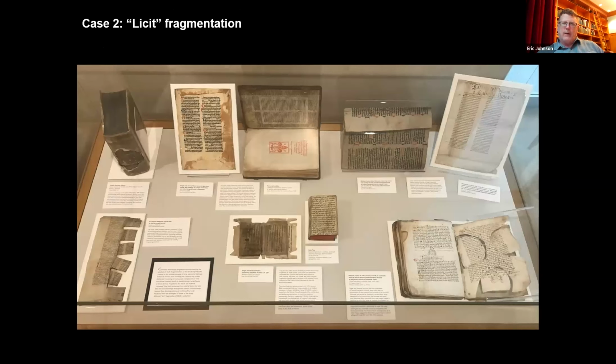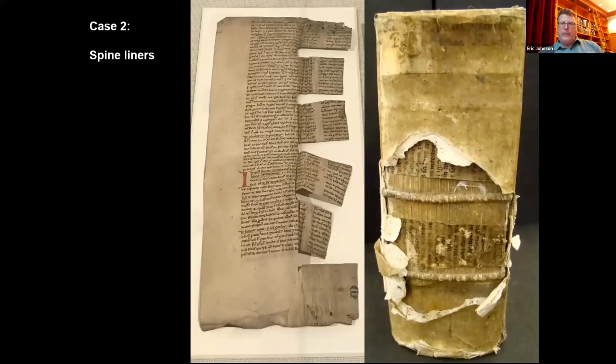Over towards the center, right next to the open book, is a 13th century Latin missal from Germany that was folded up, backed with 18th century paper at some point, and turned into a document folder. So I've tried to do things like provide people with paired examples here. So we have a book with a hole in the spine that is showing spine liners in situ.